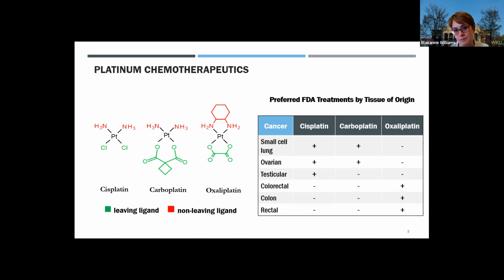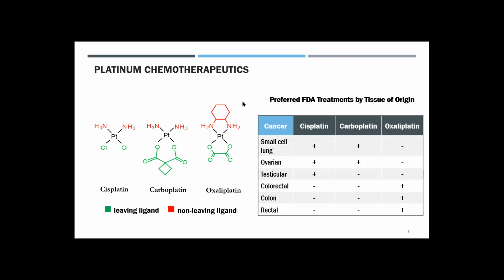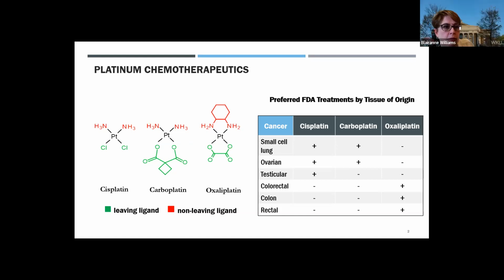So there are 3 platinum chemotherapeutics in the United States that are approved by the FDA. And as you probably well know, 75% of the individuals who receive a chemotherapeutic will receive one of these platinum compounds. These molecules have some similarities, and I have them shaded. Red is the non-leaving ligand and green is the leaving ligand. I'll talk a little bit more about what that means in just a moment.